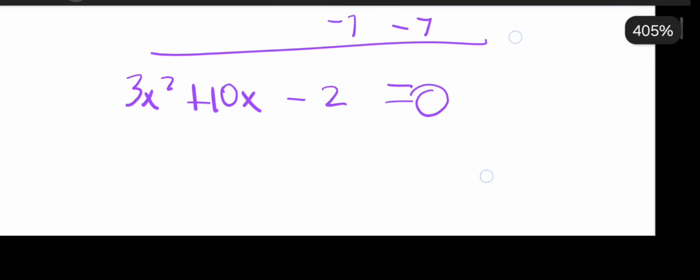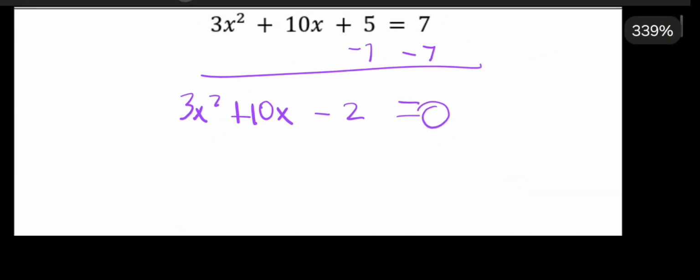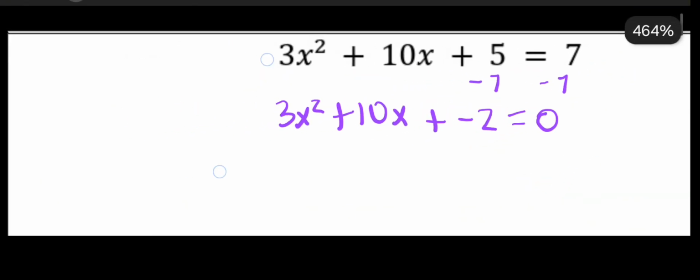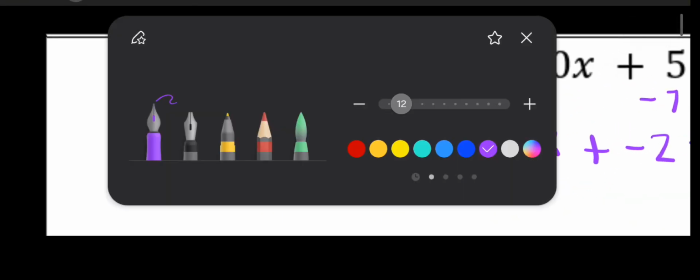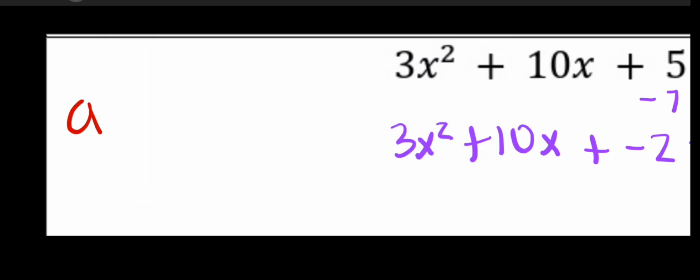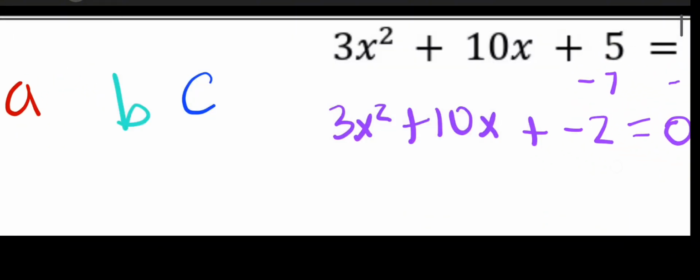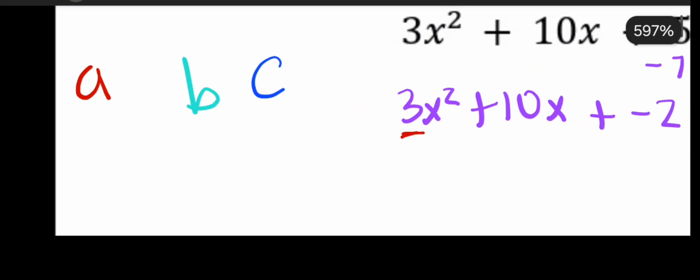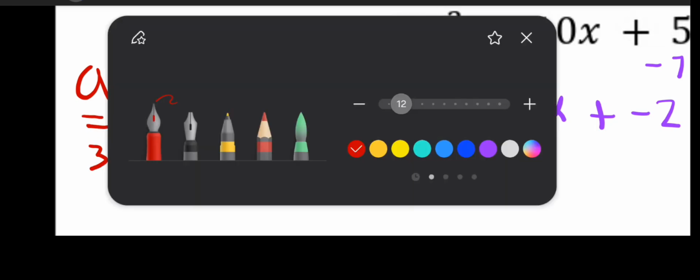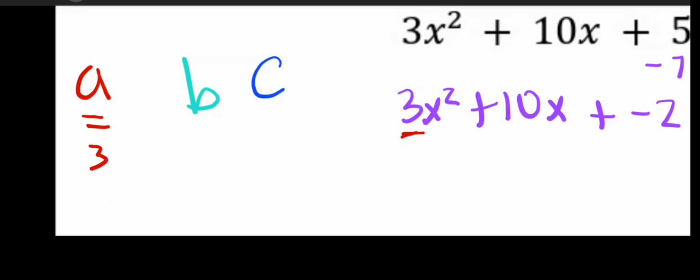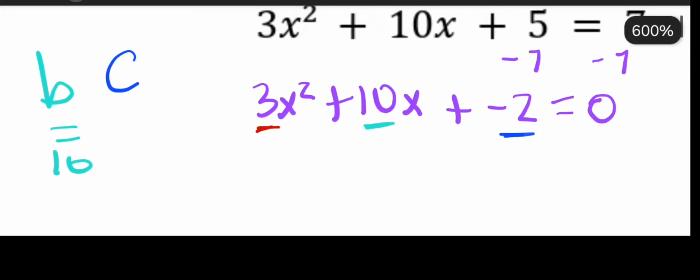So now we can actually start using our quadratic formula. I'm just going to rewrite that real quick. Okay, so I cleaned this up. Now we have to figure out what our A, B, and C are. A, like I said, is the coefficient of our first term, so A is going to be equal to 3. B is the coefficient of our second term, so it's going to be equal to 10. And C is going to be this little guy right here, -2.